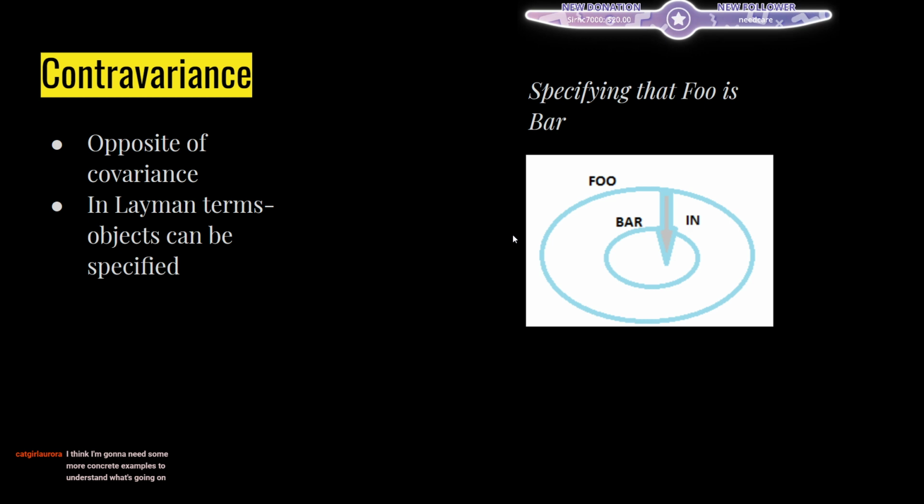So the opposite of covariance is contravariance. And it basically means that we can specify instead of generalize. We can specify a type for a parent. Instead of generalizing a child to a parent, we specify a parent to a child. So stuff can be specified. Yes, with out you can go from child to parent. Exactly. And with in you can go from parent to child. Yes.